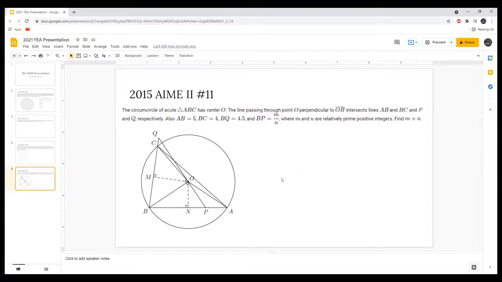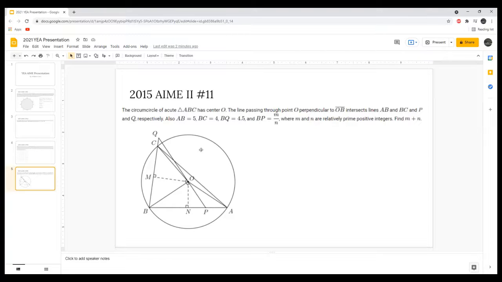Okay, so the first thing we do is, well, we can draw the perpendicular bisectors of BC and BA, and those are OM and ON respectively because of the definition of the circumcircle. So now we get BM is equal to 2, MC is equal to 2, and QC is equal to 1/2 on that side. And on this side, BN is equal to 2.5 and NA is equal to 2.5.